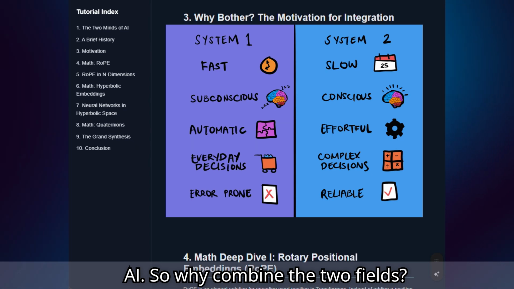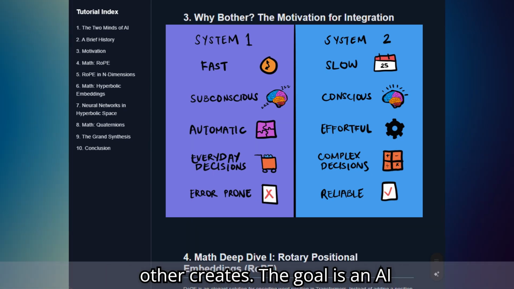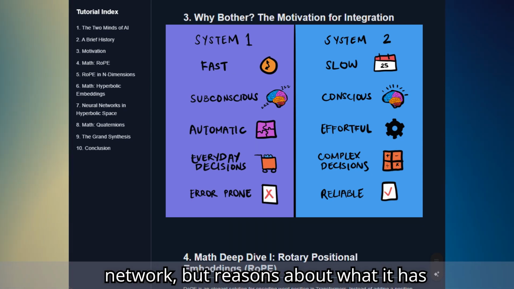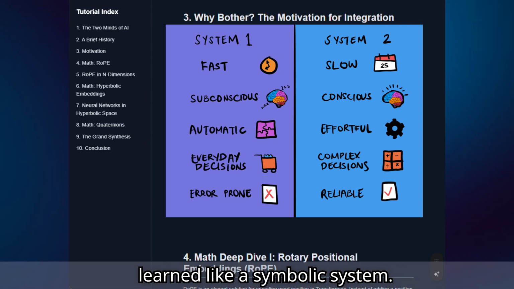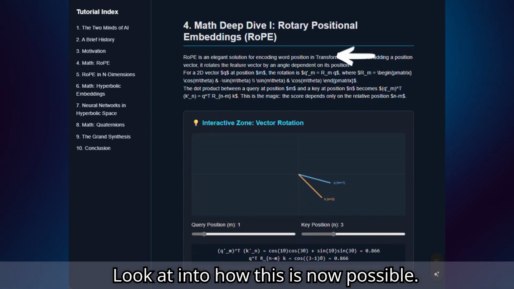So why combine the two fields? Because each one solves a problem the other creates. The goal is an AI that learns from the world like a neural network, but reasons about what it has learned like a symbolic system. Let's get into how this is now possible.